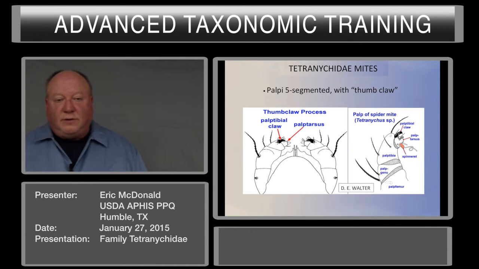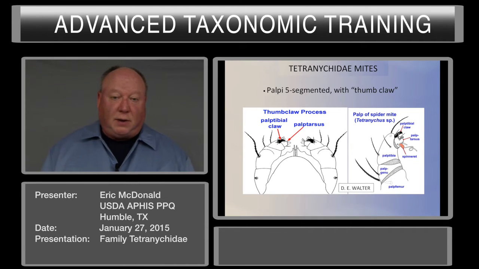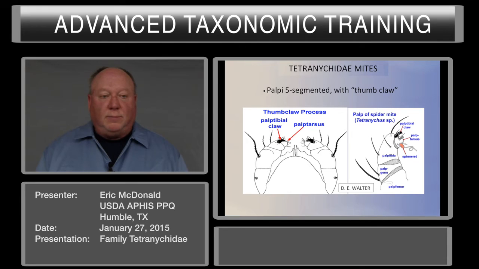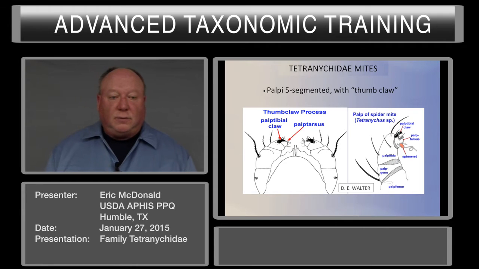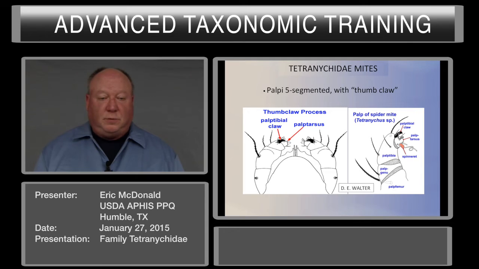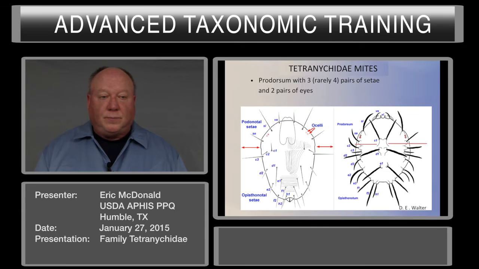All members of the family Tetranychidae have 5 segmented palps with a thumb claw. The palp also contains a spinneret for producing a web used to protect the mites and eggs from predators in those groups that have that. The gnathosoma consists of the chelicerae, palps, and mouthparts, and the palp tarsus has an enlarged spinneret or eupathidium in the Tetranychidae, and this is used to spin webbing in many species. Its size and shape is of taxonomic importance.